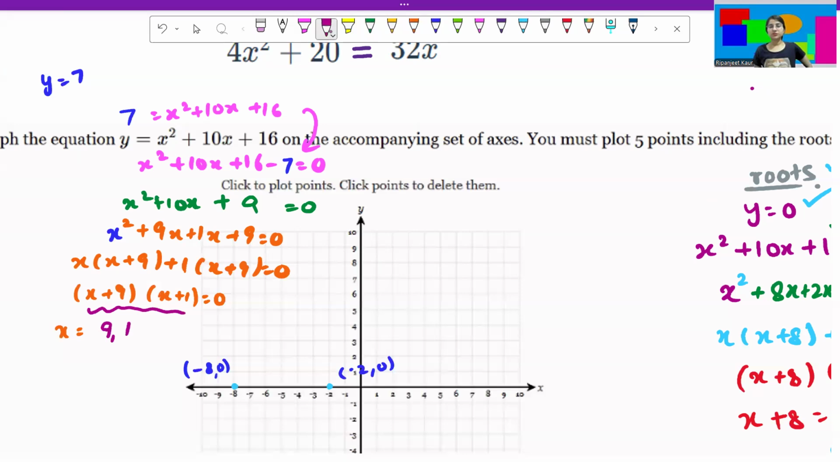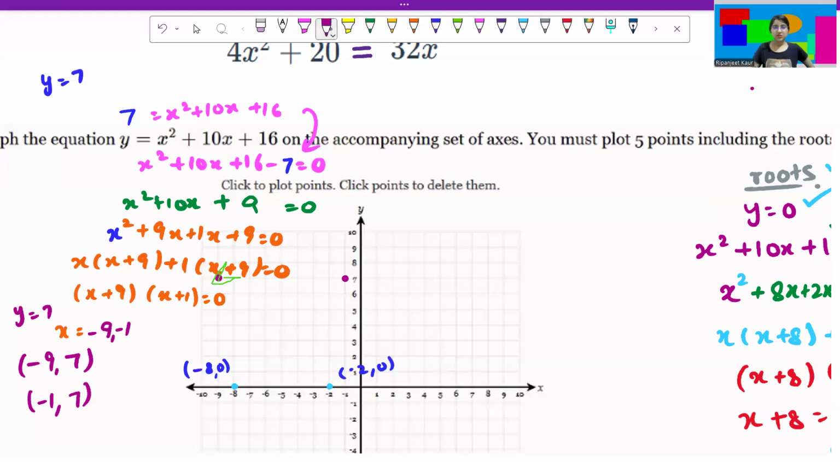We equate them to 0. Oh, negative 9 and negative 1. Yes. And these are formed when y was 7. That means minus 9 and 7 is one pair and minus 1 and 7 was another. So minus 1 and 7 is here and minus 9 and 7 is here. So we got this and now we just need to plot it.